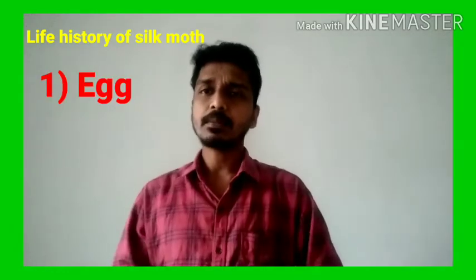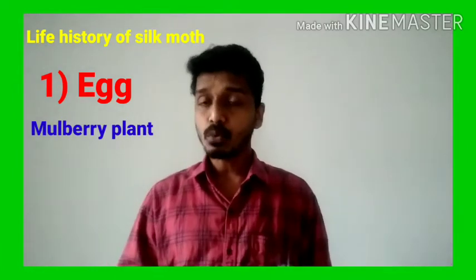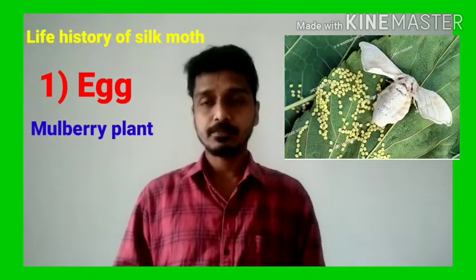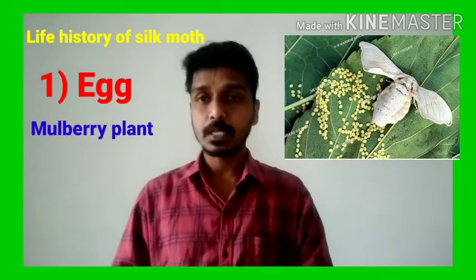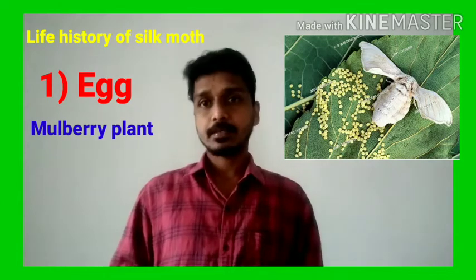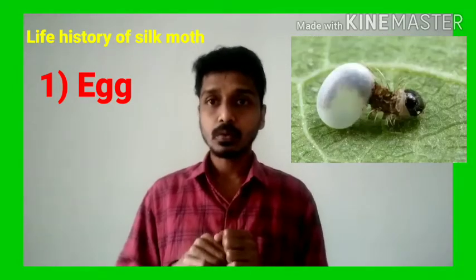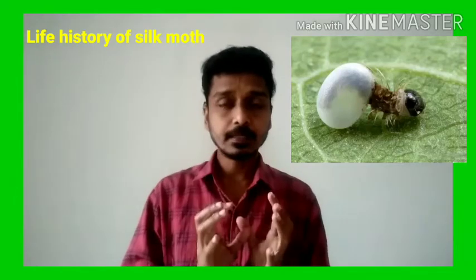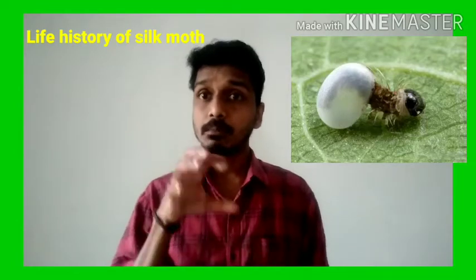First of all, the egg. Have you seen the mulberry plant? Yes. The silk moth always lays eggs on the mulberry leaves. Clear? Okay. Then the eggs hatch out. That means the egg will break, and a worm will come out from it.